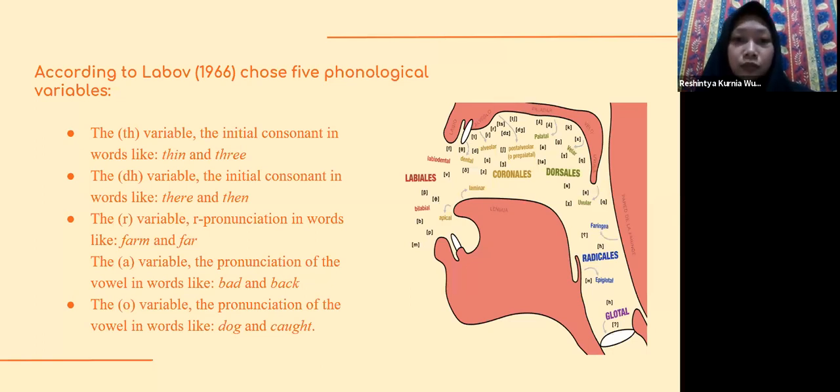According to Labov, choose 5 phonological variables: the th variable, the initial consonant in words like thin or tree; the dh variable, the initial consonant in words like there and then; the r variable, r pronunciation in words like from and far; the a variable, the pronunciation of the vowel in words like bed and back; the o variable, the pronunciation of the vowel in words like dog and cook.